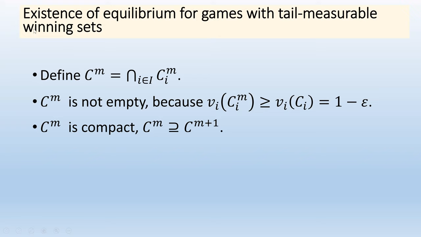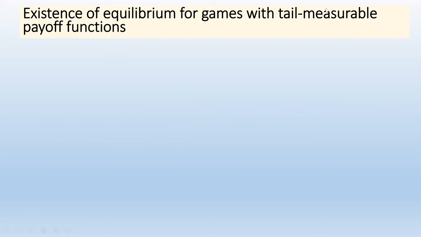Now we increase the M. We look at CM, CM plus one, CM plus two, and so on. Observe that CM plus one is a subset of CM, because it's easier to still have a future that keeps you inside CI when you're looking at M periods than when you're looking at M plus one periods. There are more requirements here. So we have nested non-empty compact sets.